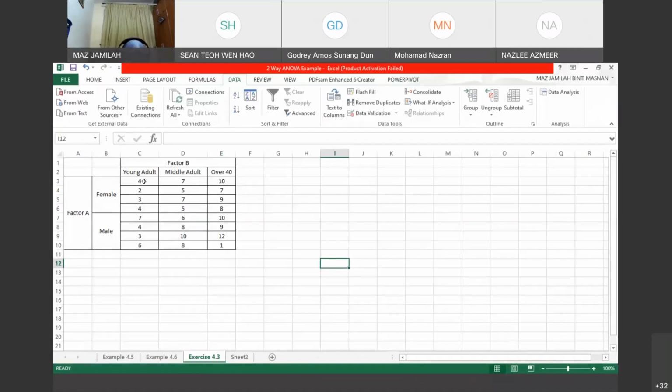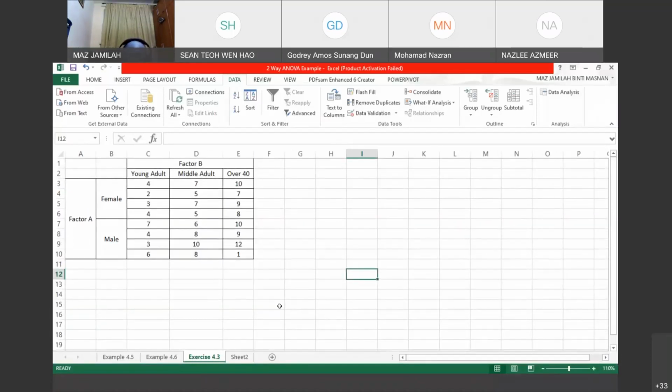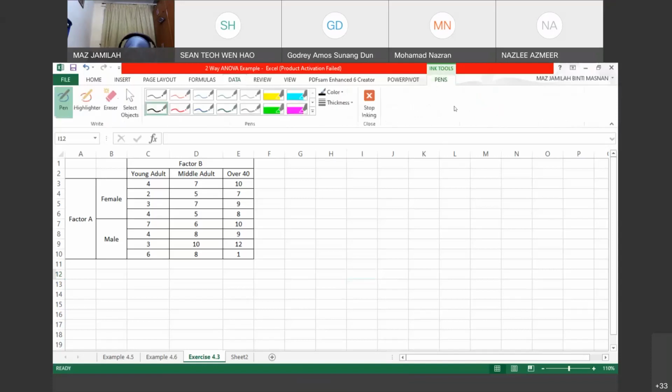Now, this is how I key in the data. Remember, the way you key in must represent your actual data. If you wrongly key in, then your Excel cannot run the analysis for you. In this case, class, how many replications do we have? What is my R here? 4. Great.